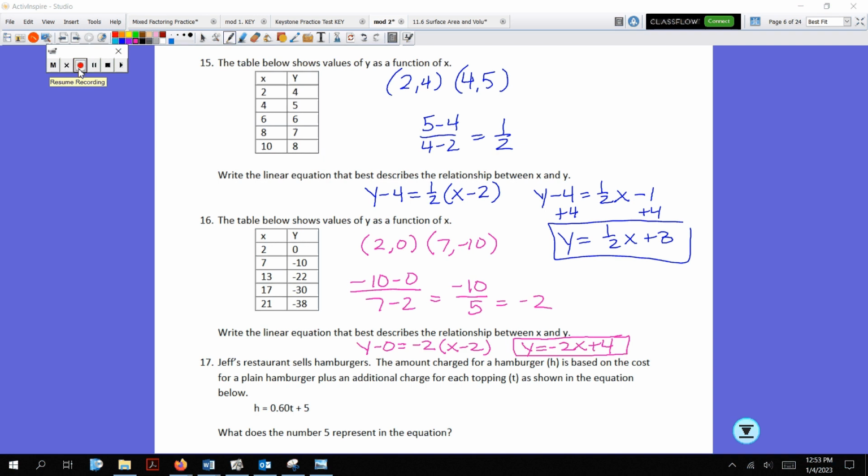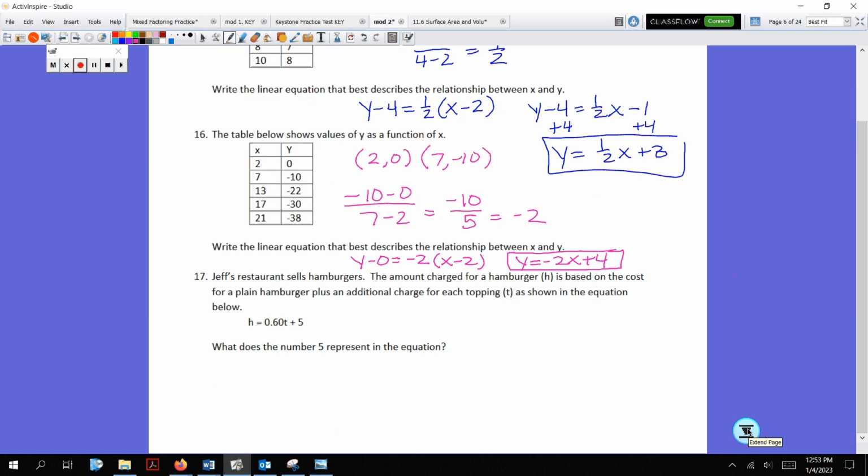So I have the answer for number 15 right here. Y equals 1/2 x plus 3. Sorry, that's the 3. I did find the slope was 1/2. I used my first 2 ordered pairs in the table. For number 16, again, I used my first 2 ordered pairs in the table. I got a slope of -2. And then I plug that into the point slope formula, and I get y equals -2x plus 4. That is the equation.